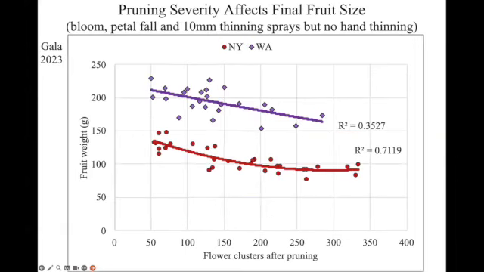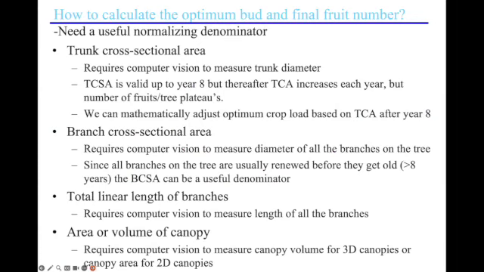Now, if we look at the corollary to that, the same different levels of pruning resulted in different final fruit sizes because of the different crop loads. And you can see that when we prune very lightly, fruit size in New York was under 100 grams. Those are really small Galas. In Washington, they can generally produce a larger Gala at any given crop load, but still at both locations, to get the proper fruit size, you had to prune a certain amount. Now, that exact amount is what we're after with precision crop load management.